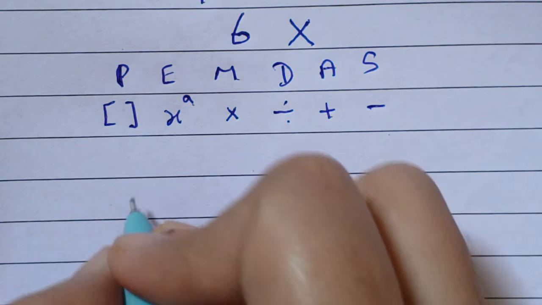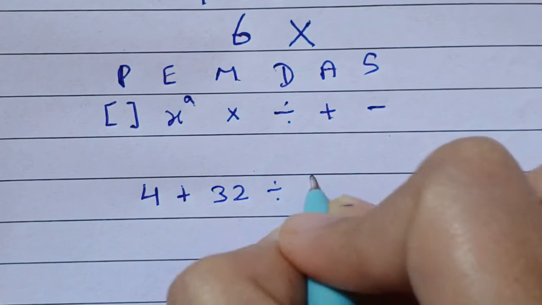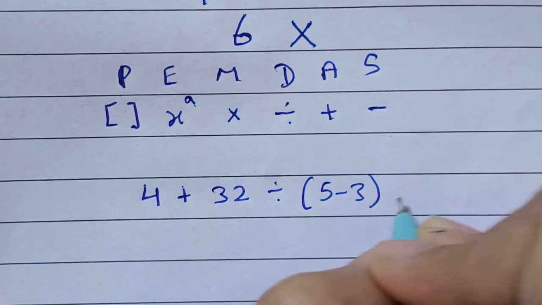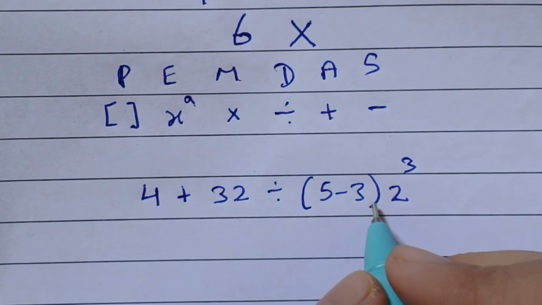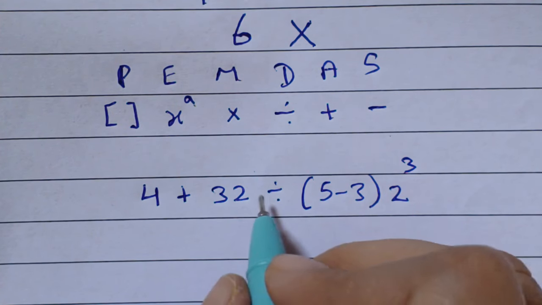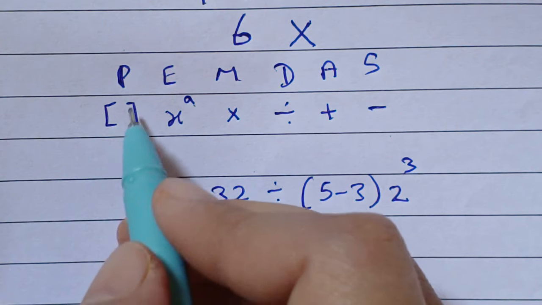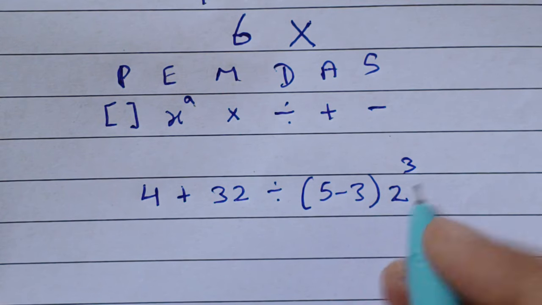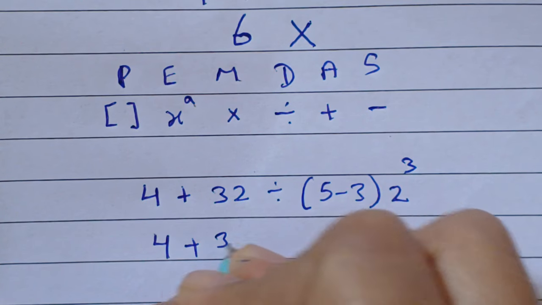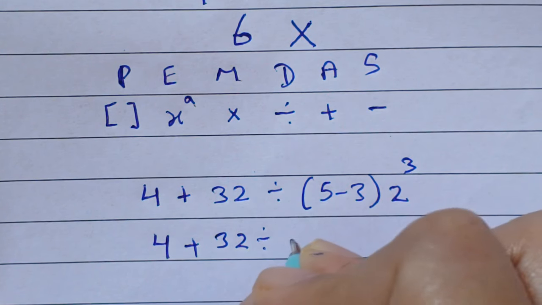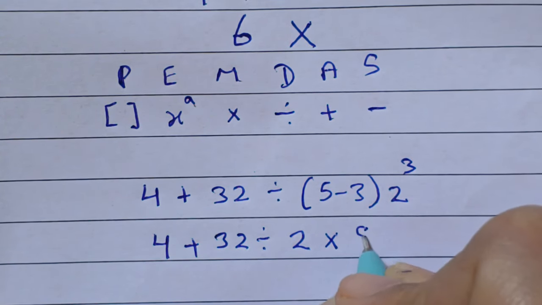So write the question which is 4 plus 32 divided by 5 minus 3 to cube. So here you can see parenthesis is there, exponent is there, then division and addition. So according to the PEMDAS rule, first we'll solve this parenthesis part. Then next we'll solve this exponent. So 4 plus 32 divided by here 2 times, then we'll solve this part. So here comes 8.